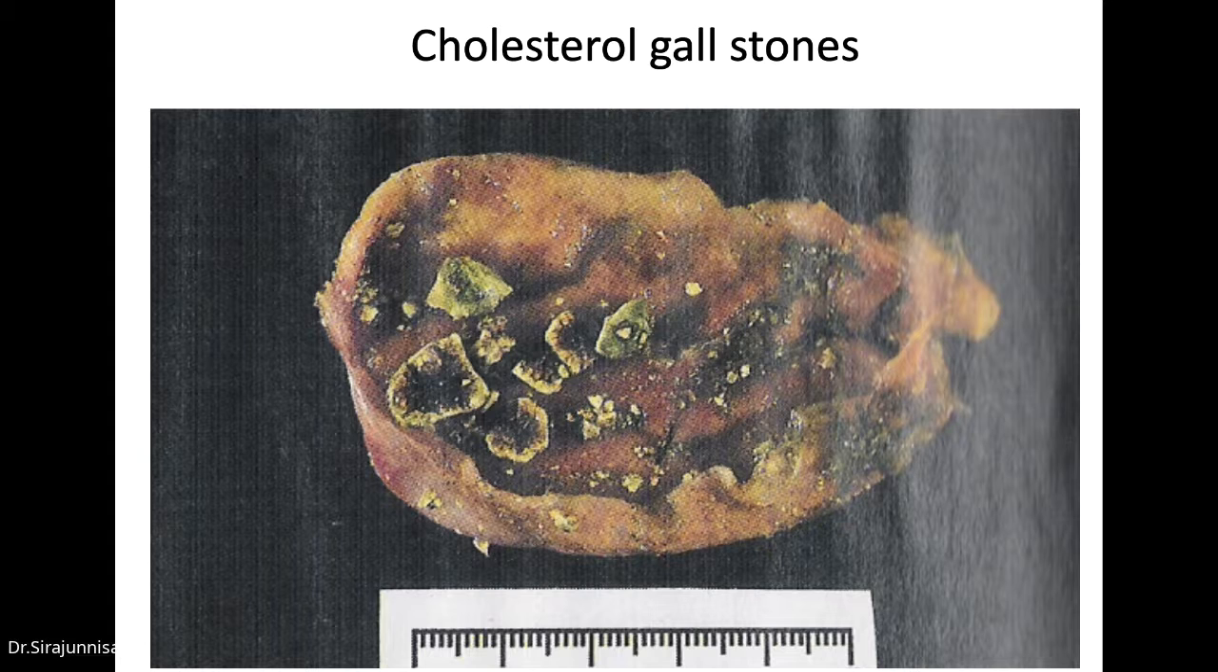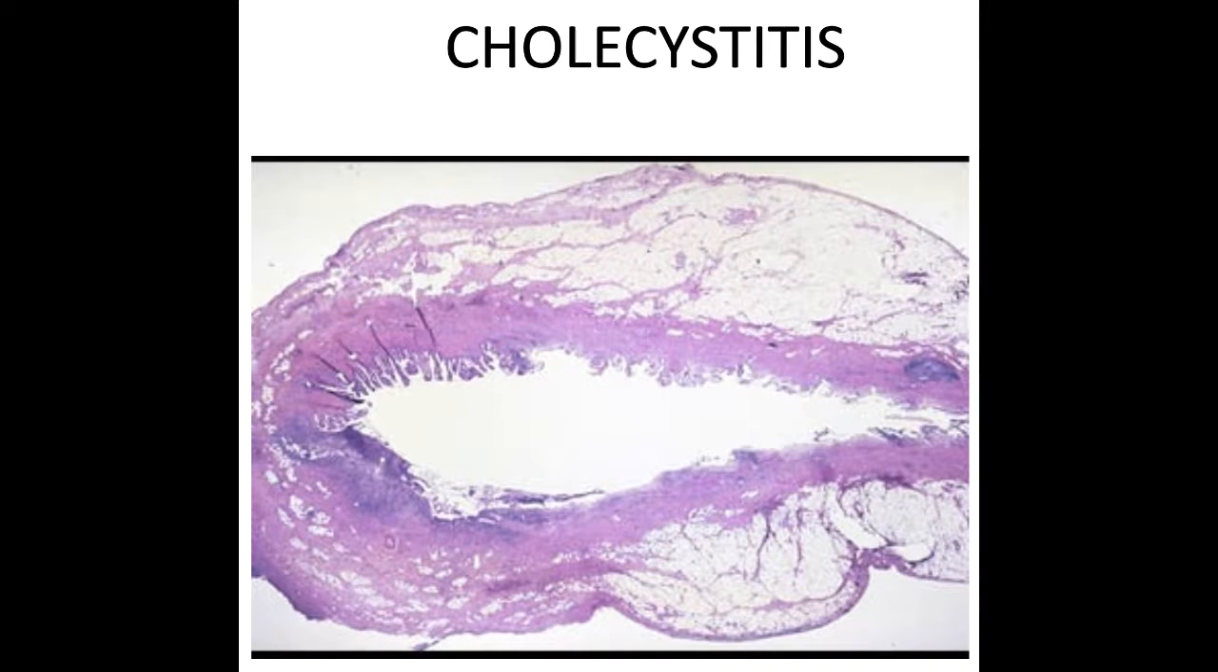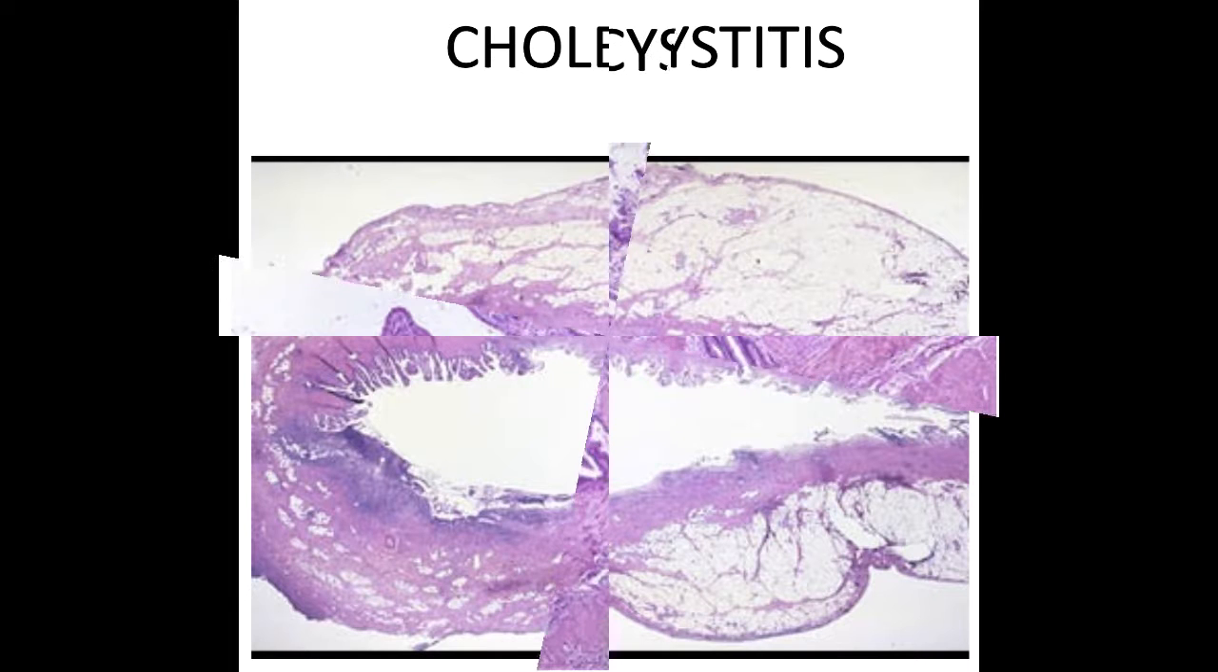The pigment stones and mixed stones may be black, yellow, or brown, because they contain calcium salts as well as the bilirubin as well as the cholesterol stones. Next slide. This is the histology of the gallbladder, which shows atrophic mucosa with an inflamed serosa. Next slide.